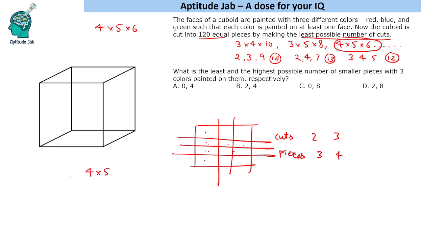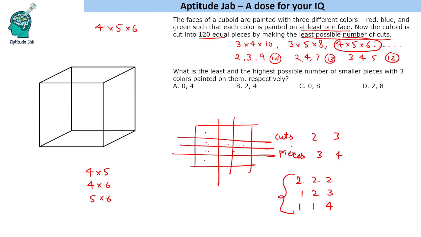Now how will the faces look? Two faces will be of 4 into 5, two faces of 4 into 6, and two faces of 5 into 6. Also, it is given that there are three different colors, red, blue and green, such that each color is painted on at least one face. That does not mean you have to paint two faces each. You can have 2, 2, 2, or 1, 2, 3. You can also have 1, 1, 4. So these are the different possibilities.